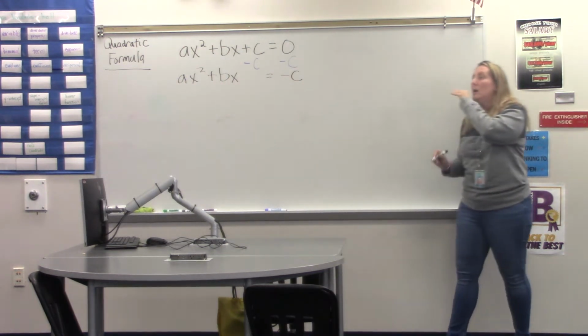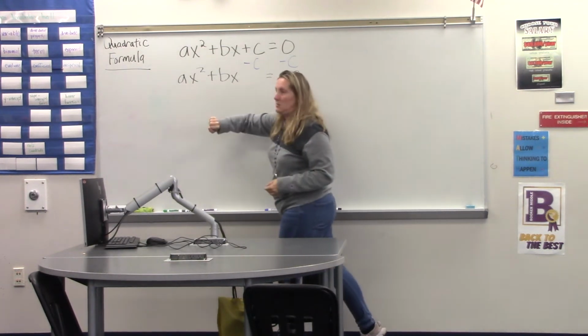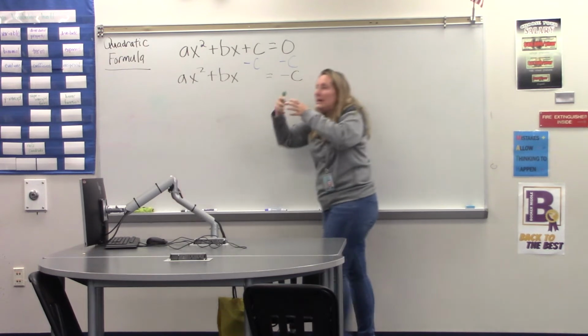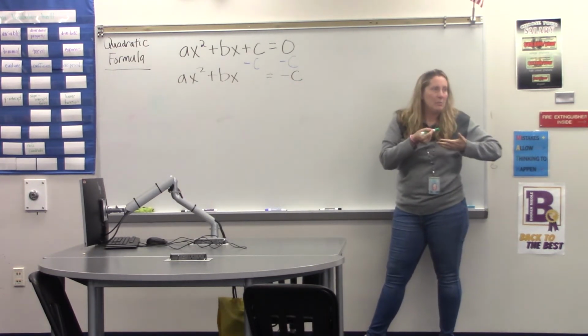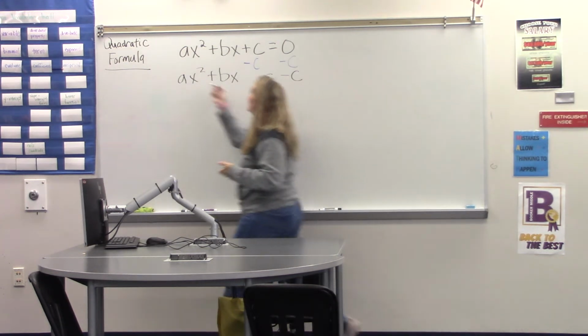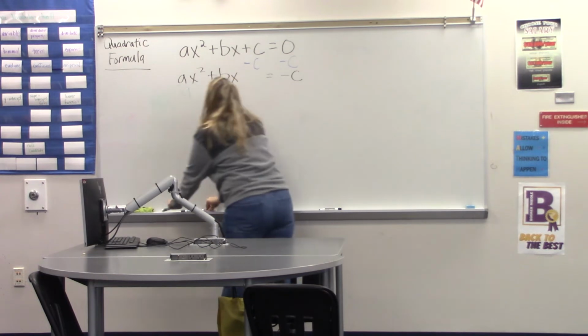Well, my coefficient for my first term has to be 1. It's currently a. So how would I get rid of the a that's being multiplied? It's the opposite of multiplication. Division. So I'm going to divide by a. I have to divide each and every term by a.